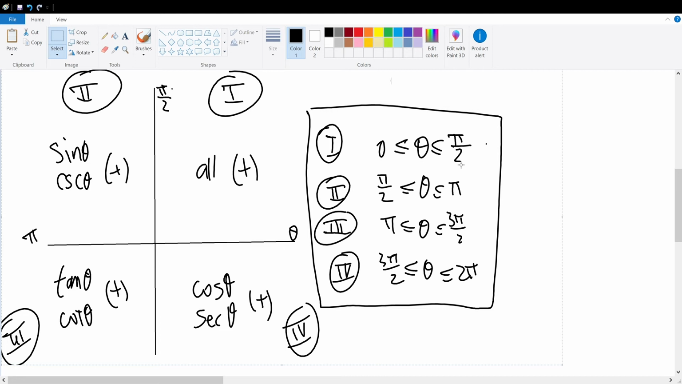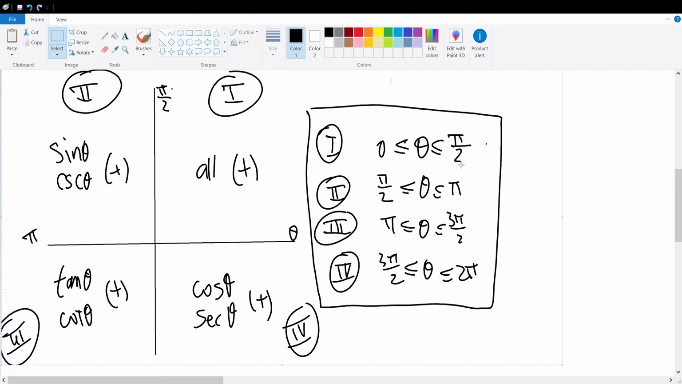Within the second, between pi over 2 and pi, only the sine and cosecant functions are positive. Within the third, between pi and 3 pi over 2, only the tangent and cotangent functions are positive. And lastly, within the fourth quadrant, only the cosine and secant functions are positive, with the angle being between 3 pi over 2 and 2 pi.